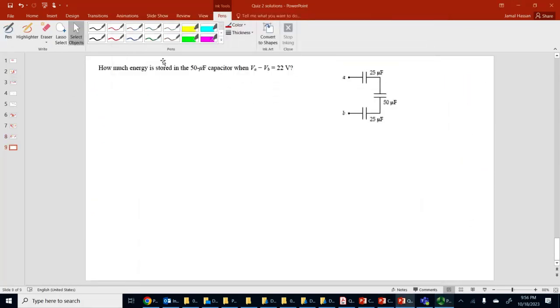Okay, another question on capacitors. How much energy is stored in the 50 microfarad capacitor when VAB is equal to 22 volts? So it asks for the energy in that capacitor. I usually like to name those, so C1, C2, C3, right? Okay, so we have the delta VAB. It's over here, between these 2 points.